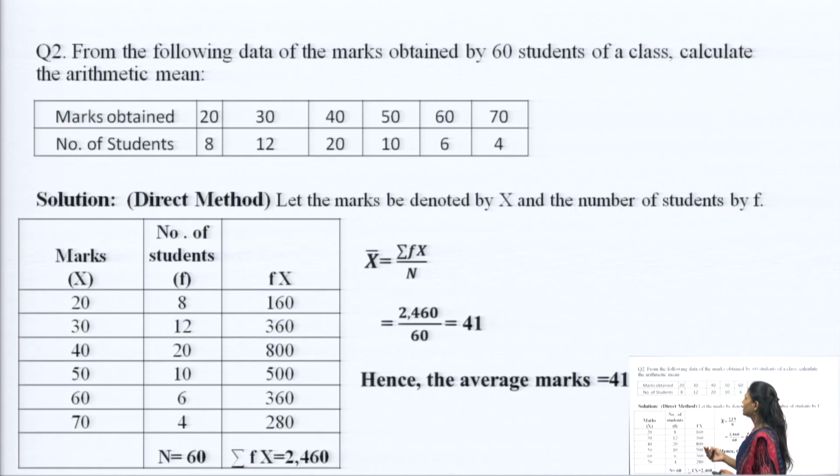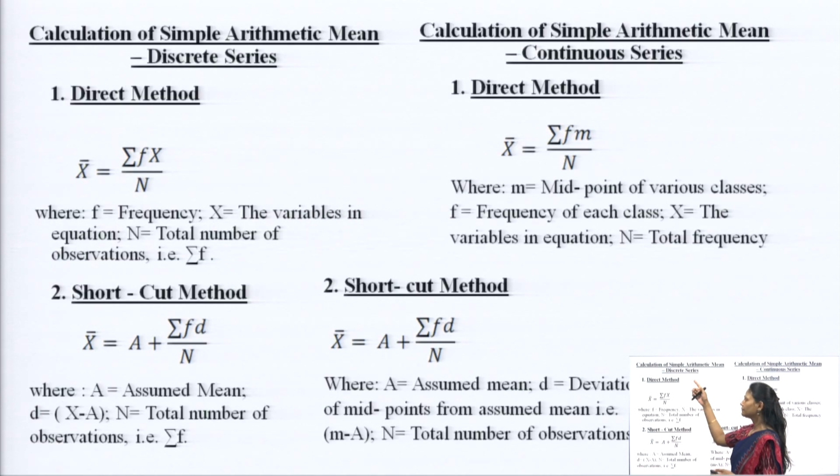So, here in the direct method, when we talk about a discrete series, this frequency is multiplied by your x, the data which is given to you, and divided by the total number of people, total number of employees who are given. So, f is the frequency, x is the variable of the equation, n is the total number of observations which is given by summation of f.